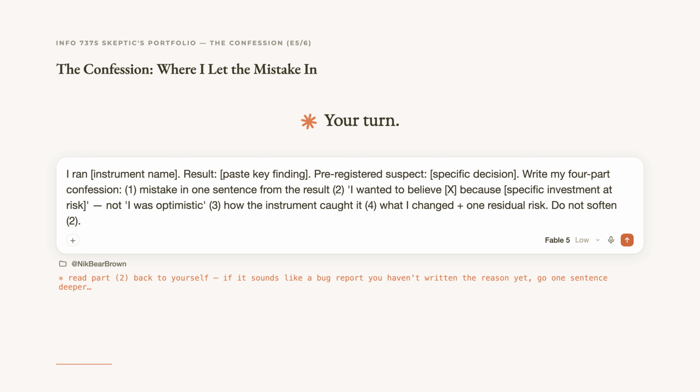Part 3, state how the instrument caught it, which result, what comparison, what you could not explain away. Part 4, state what I changed and name one residual risk that remains. Do not soften Part 2. That sentence is the whole point."